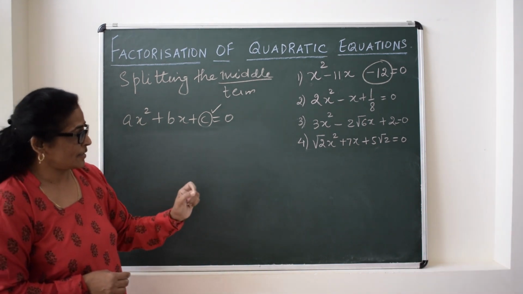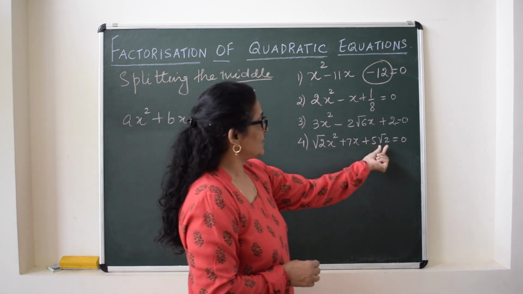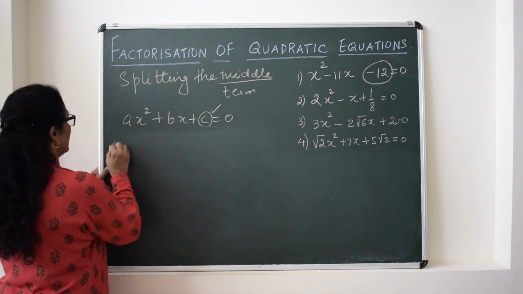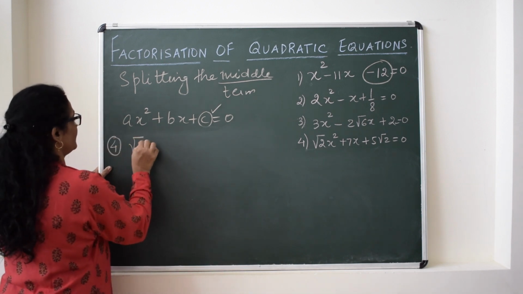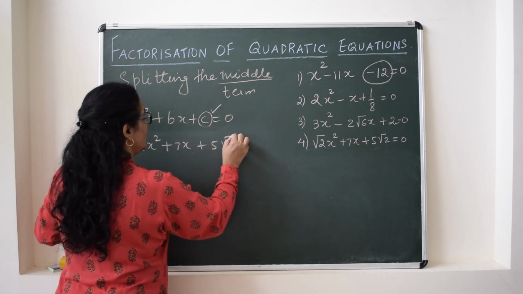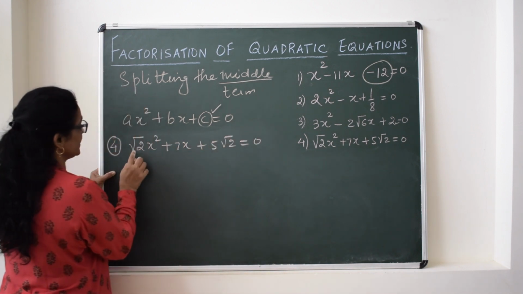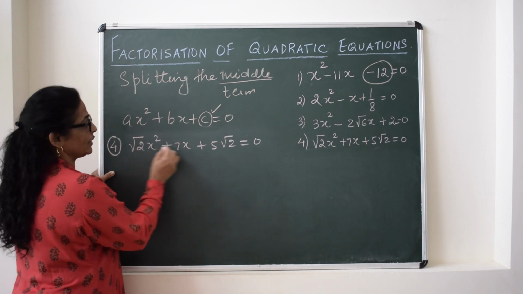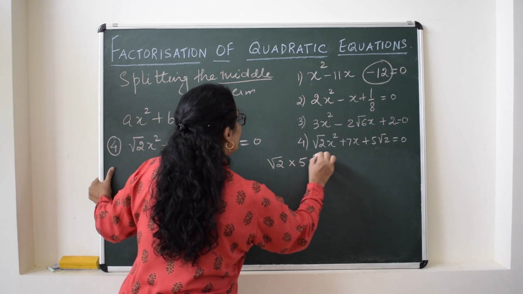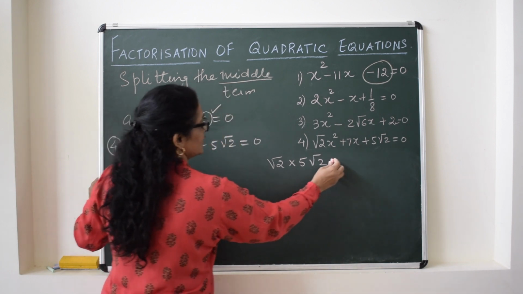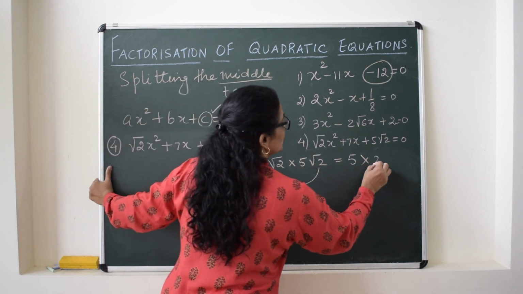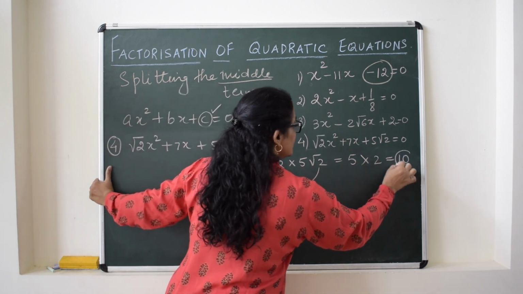Now see in this last example, a as well as c, both are having the radical sign. So we will see when we multiply a and c, what we are getting, and that we will split. A is not equal to 1, we will multiply a and c, that is root 2 into 5 root 2. Now this will be 5 into root 2 into root 2 will be 2. So we have to break this 10.